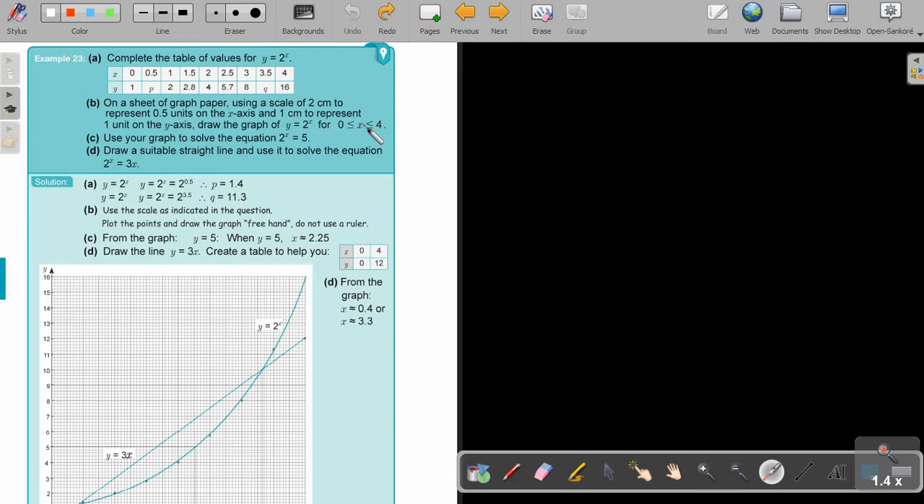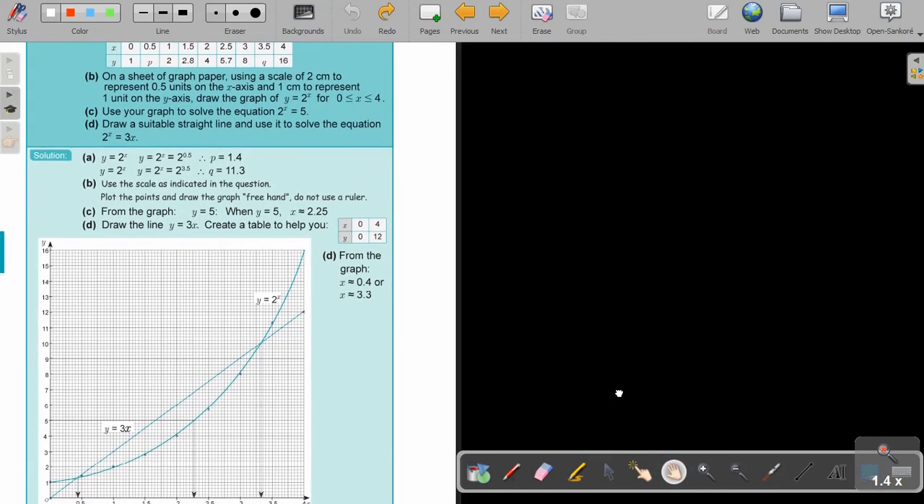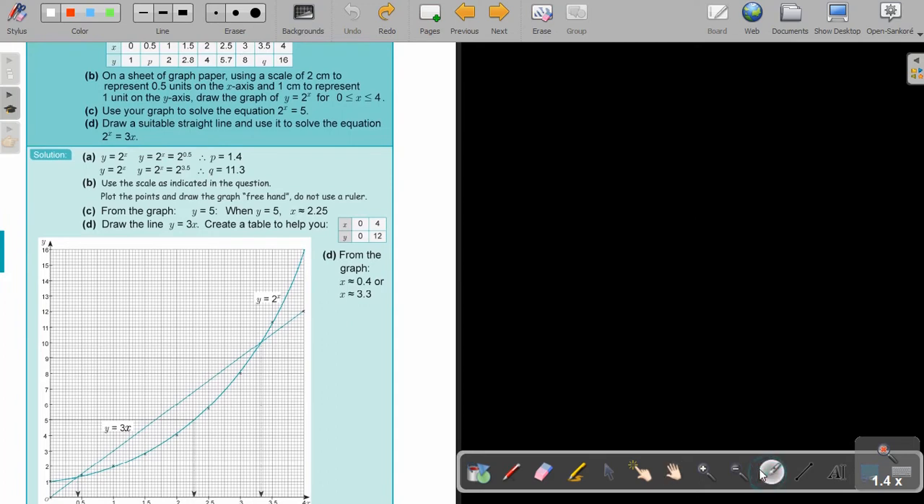Draw the graph. You're just going to plot all the points. Don't leave out a point. If they are giving you the table, you have to plot all the points. And then with your freehand, you just draw the curve. Then draw a suitable straight line and use it to solve the equation.